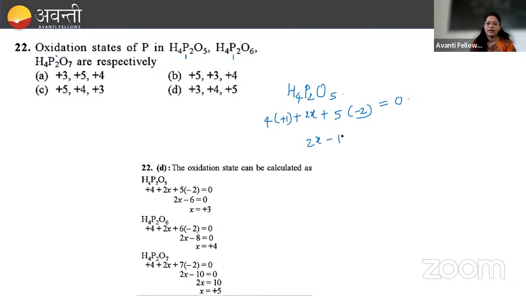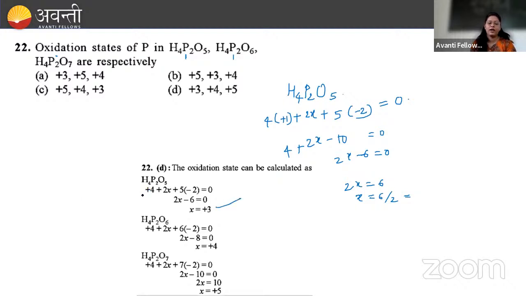So 2x minus 10, यहाँ पे +4 equal to 0. So 2x minus 6 will be equal to 0. So 2x is equal to 6. So x is equal to 6 by 2, that is equal to 3. Right? That is equal to 3.